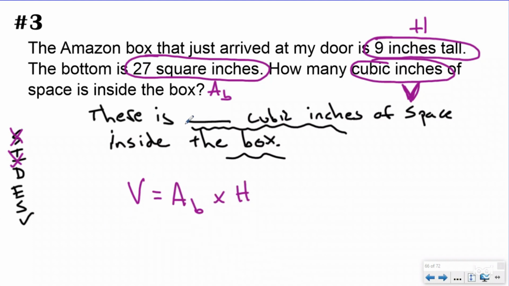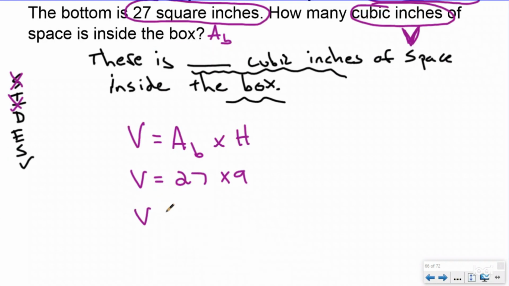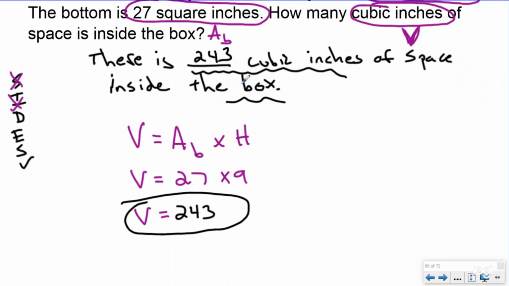I don't know the volume. That's what my statement's asking me for, because it's cubic inches. So I'm going to put a variable for volume. I'm looking for what V is going to be. The area of the base is 27, and I have 9 layers of 27 cubes in each layer, right? That's what the height's telling me. So to solve this, I'm going to do 27 times 9, which is going to be 243. So my volume is 243 cubic inches. Now you have to put cubic inches after it, which is why I wrote it in my statement right here, because it is volume and it has to be cubic units.